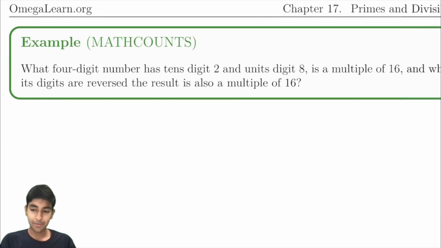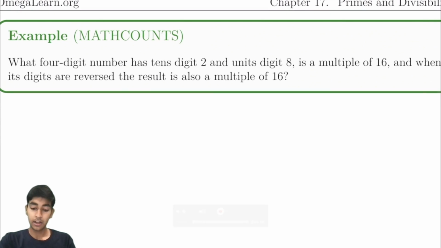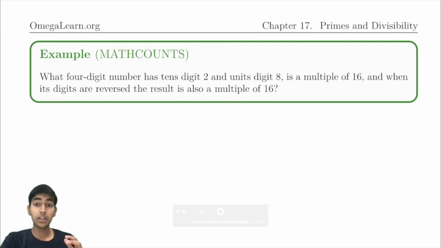Okay, let's try this problem here. What 4-digit number has tens digit 2 and units digit 8 and is a multiple of 16, and when its digits are reversed, it's also a multiple of 16?